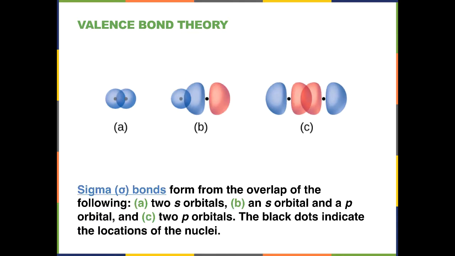So a sigma bond forms when you have an overlap of two s orbitals, an s and a p orbital, or two p orbitals end to end. Now, as we'll see, there are also side-to-side interactions that are not sigma bonds. Again, in this diagram, the black dots indicate nuclei. And so these are three. The first one, A, represents two s orbitals overlapping. The second, B, represents an s and a p orbital overlapping. And then C represents two p orbitals.